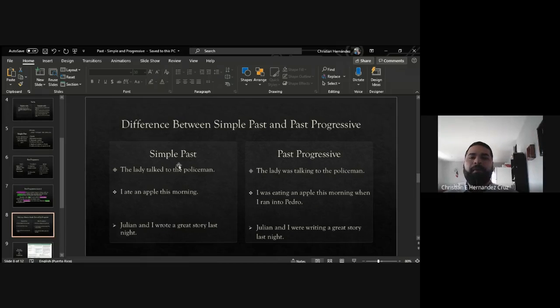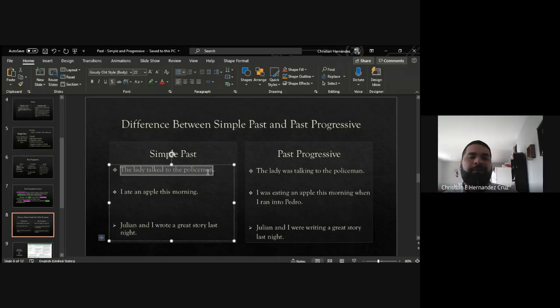Okay. So let's take a look at some specific sentences here. These are the same sentence, but they are written in both tenses. So on the left, we can see the simple past. On the right, we can see the past progressive form. So in the simple past, we could say the lady talked to the policeman. We know it's simple past because we have a main verb, which ends with ed here. And then, of course, the past progressive would be the lady was talking to the policeman.